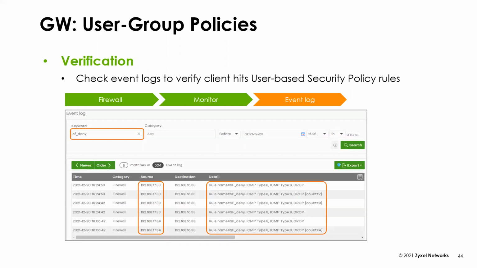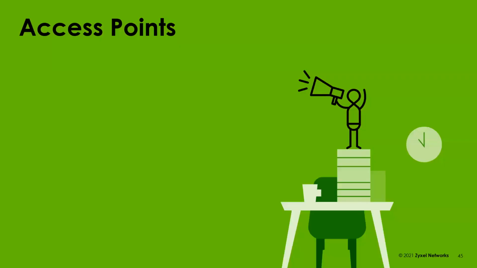So again, this is just showing here to verify that you've set the group rules up right and you've correctly applied them. You can use the log to go in and verify that rules are getting applied. The keyword you're looking for is SF_deny, filter to that, and then look for entries there. If you see entries there, it is working.